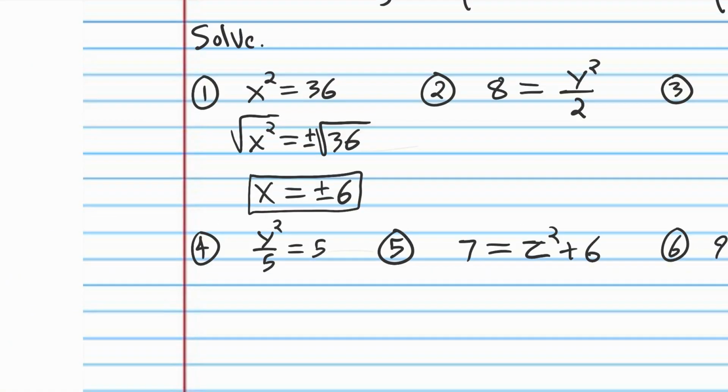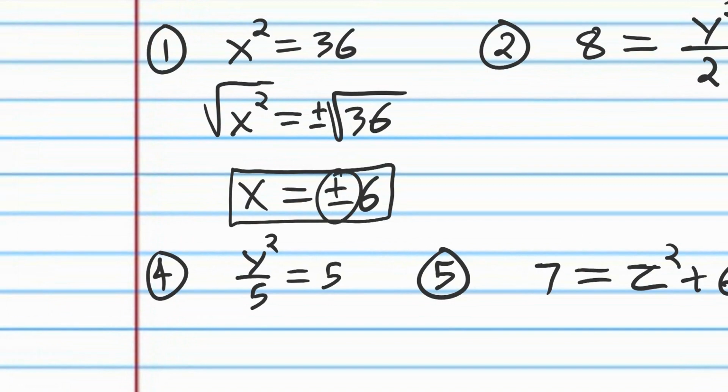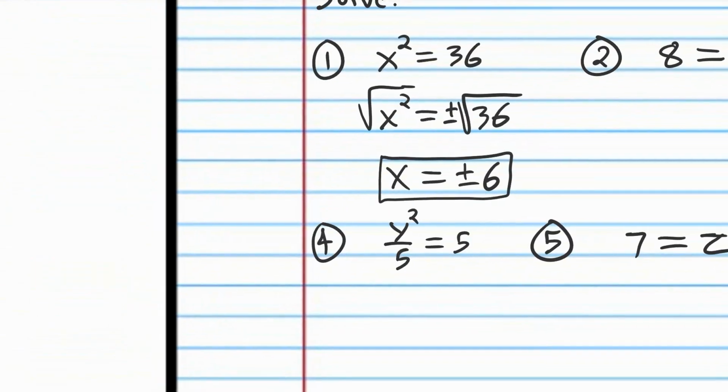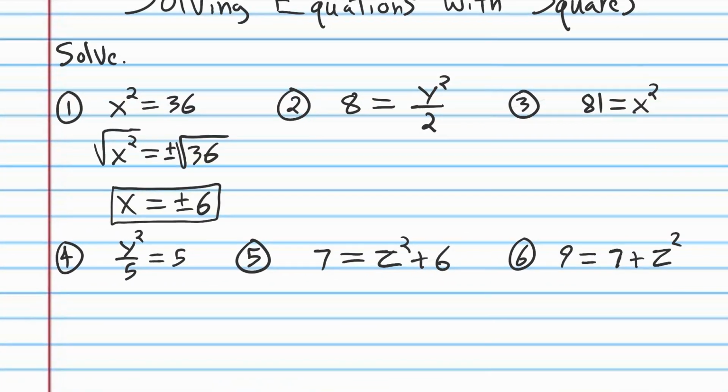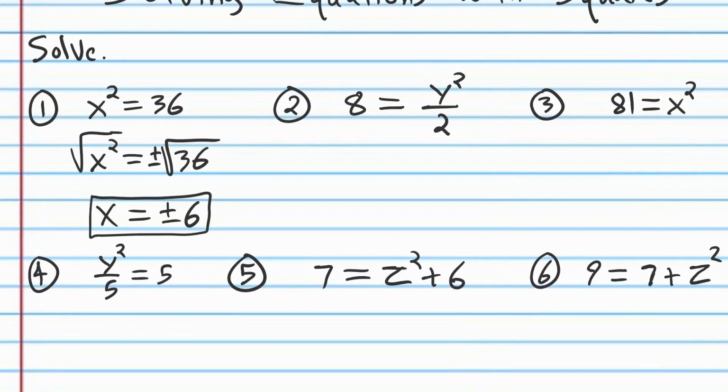And by the way, don't be confused by this plus or minus sign. I think we've seen that a few times, but that just means that x can be 6 or x can be negative 6. So that's all that means. But we don't want to write 2 equations, so we just write plus or minus. So let's try one more of these before you try one on your own.